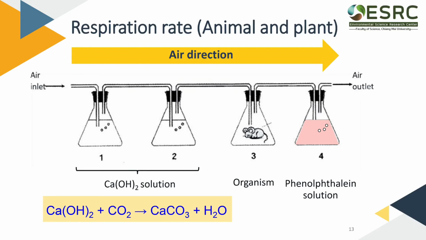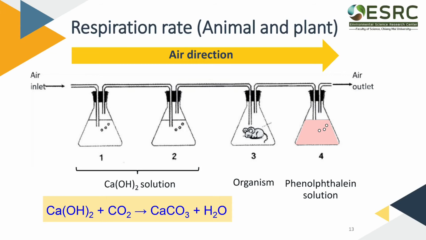Set up 4 of 250 ml flasks for the experiment. Put 150 ml of saturated calcium hydroxide solution in flask number 1 and number 2, because the solution can be effectively used as an absorbent to capture carbon dioxide gas. It means that the carbon dioxide in flask number 4 will be generated from organisms.